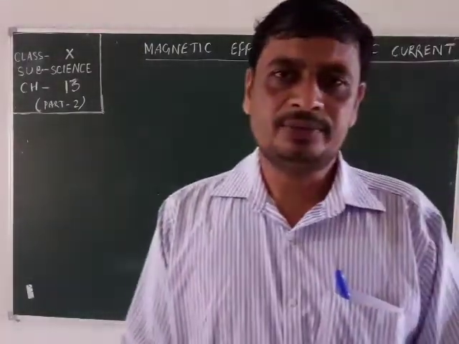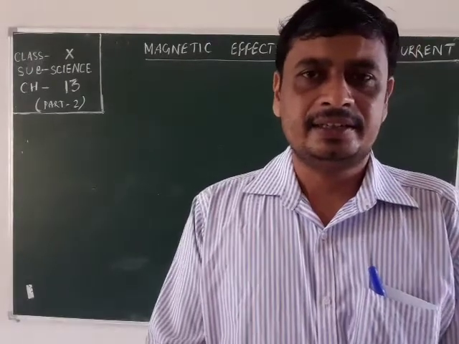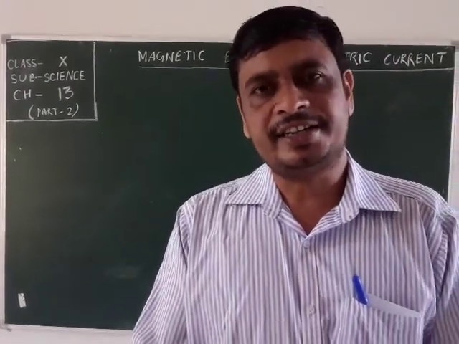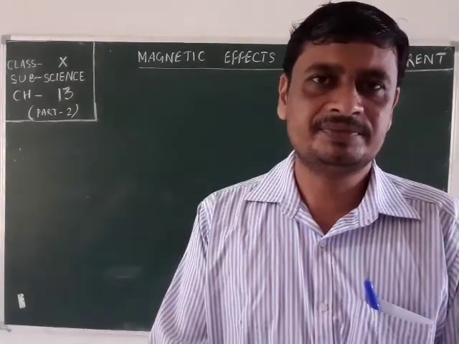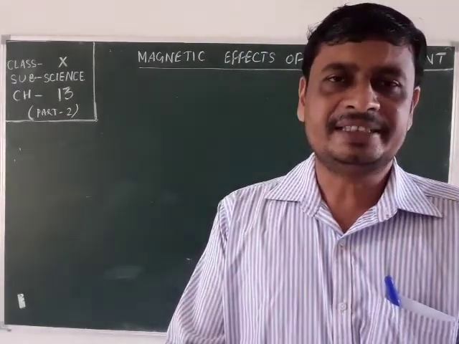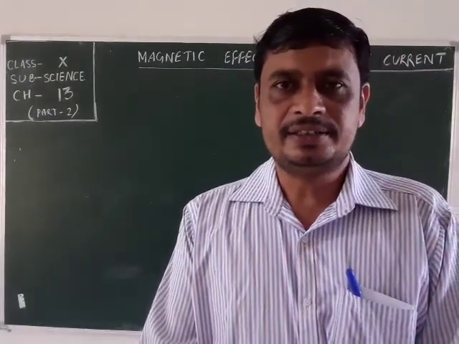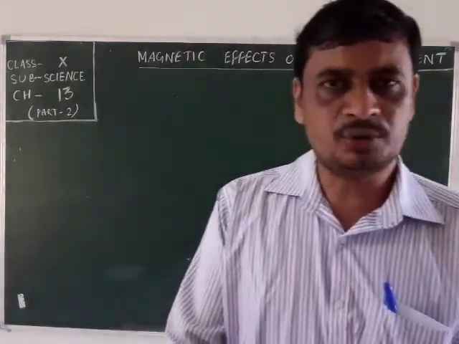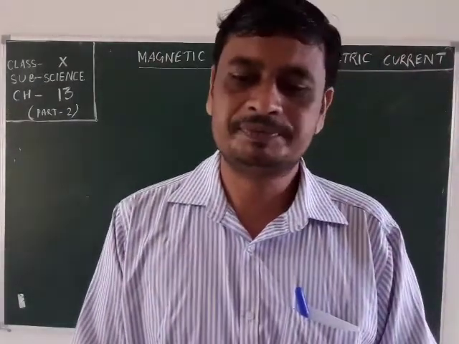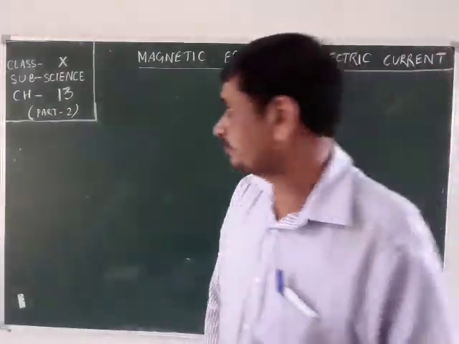In the previous class, we have already discussed how a charge or current carrying conductor shows a magnetic field, the magnetic effect. Today we will discuss some rules, that is the right hand thumb rule and Fleming's rule. First, we will discuss the right hand thumb rule.